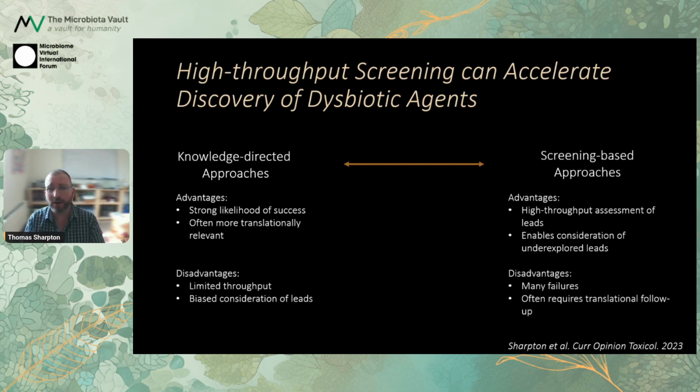A complementary strategy is high-throughput screening. High-throughput screening systems allow us to rapidly probe diverse exposures and under many different conditions. They've already transformed how we understand chemical and drug toxicity, but they remain underutilized in microbiome science. The key is balance. Screening platforms can efficiently sift through the exposome haystack, but their leads must ultimately be validated in translational models.